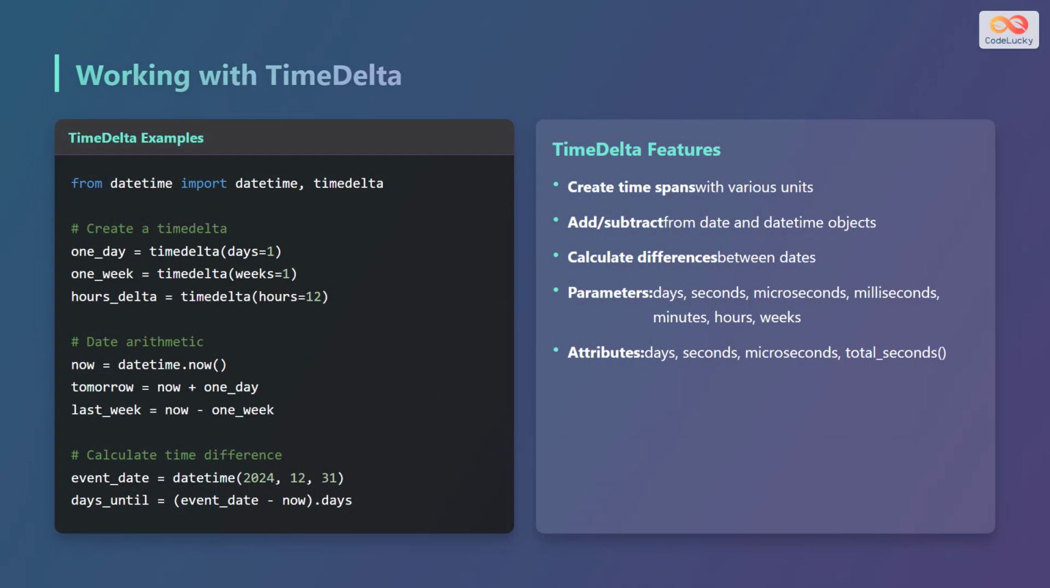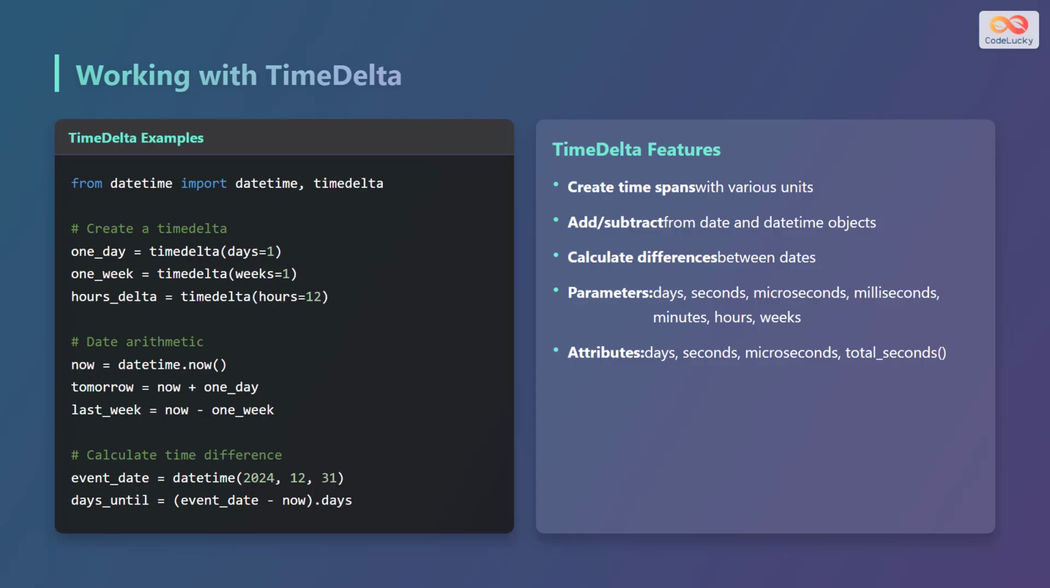Let's learn how to work with TimeDelta objects. After importing the DateTime and TimeDelta classes from the DateTime module, you can create TimeDelta objects representing durations of time. For example, to create a TimeDelta representing 1 day, use TimeDelta days equals 1. To create a TimeDelta representing 1 week, use TimeDelta weeks equals 1. To create a TimeDelta representing 12 hours, use TimeDelta hours equals 12.